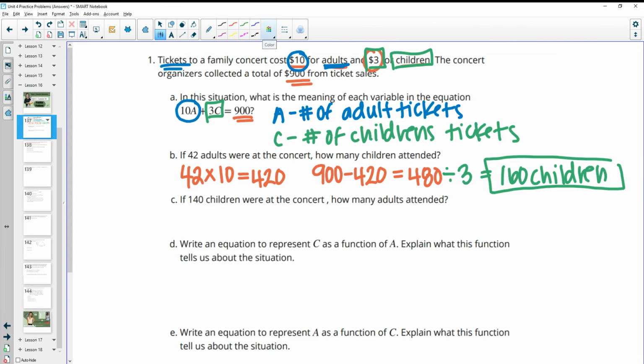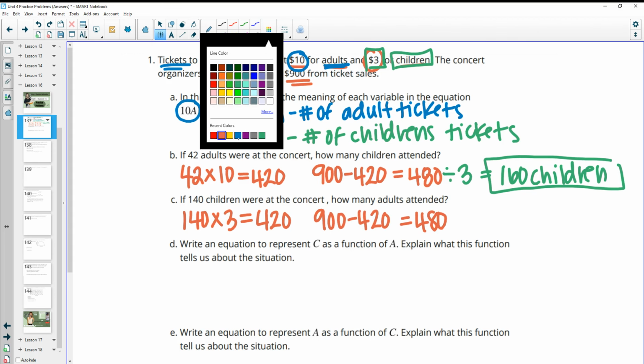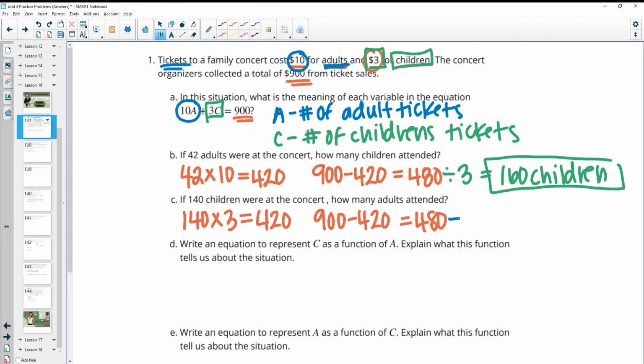Part C gives us that 140 children went to the concert, and then they want to know how many adults. So this time we can take 140 times 3, since that's the number of children's tickets, and that gives us $420 in revenue. So then again, we'll subtract that from our total revenue and get 480. And then we want to take that and divide it by 10 now, since we're looking for the adults. So 480 divided by 10 means that 48 adults were in attendance.